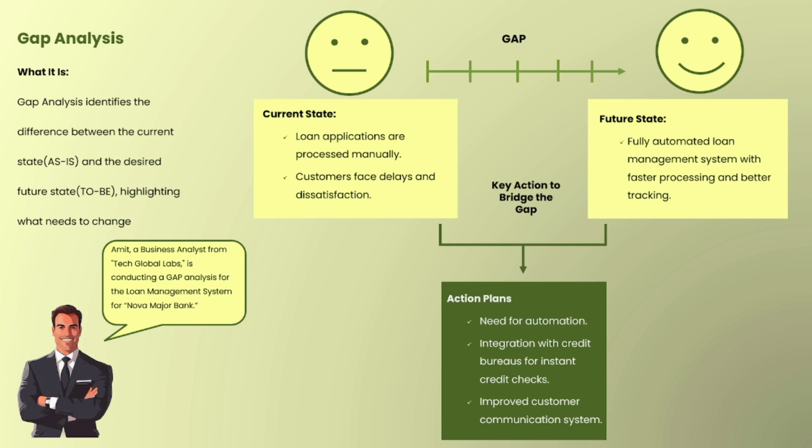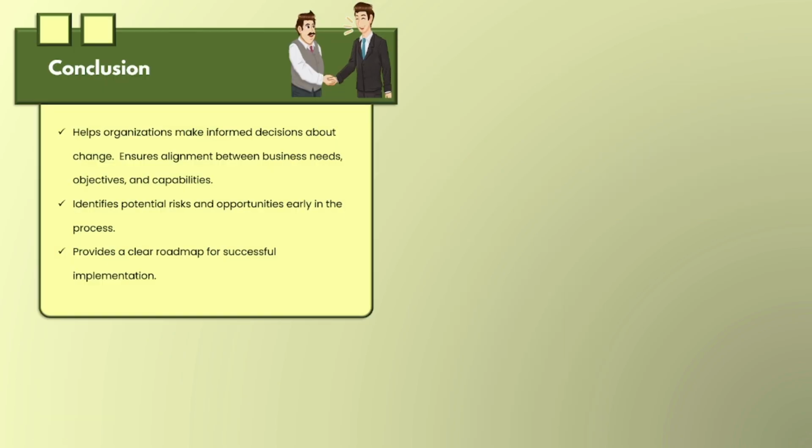Now finally, let's conclude this topic. Strategy analysis helps organizations make informed decisions about changes, and ensures alignment between business needs, objectives and capabilities. It identifies potential risks and opportunities early in the process, and provides a clear roadmap for successful implementation. So I hope you now have a solid grasp on strategy analysis, and coming up next we will explore project scope, stakeholder analysis, requirement gathering techniques, and a lot more.